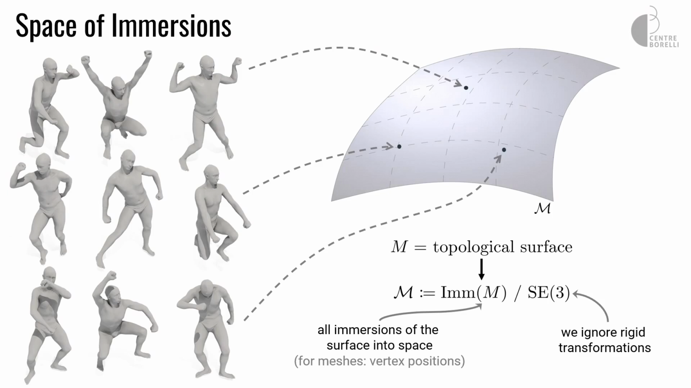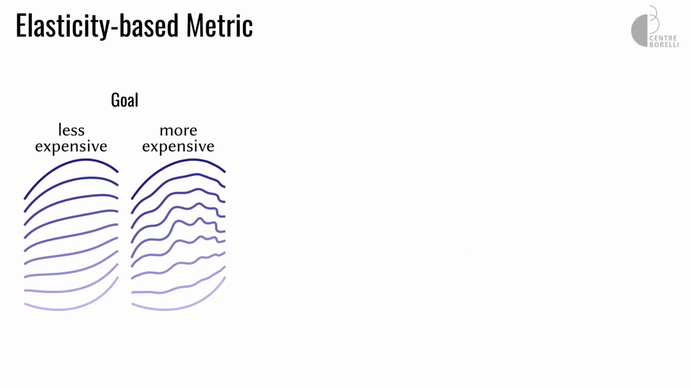Okay, so now I have my space, and I said you also want to have a cost of deformations, meaning I want to have a Riemannian metric on it. And what we've been using is an elasticity-based metric. Why? Because our goal is to associate a cost with different deformations. And what we want is that, for example in this example of a curve, the deformation on the left, going from top to bottom, should be less expensive than the deformation on the right.